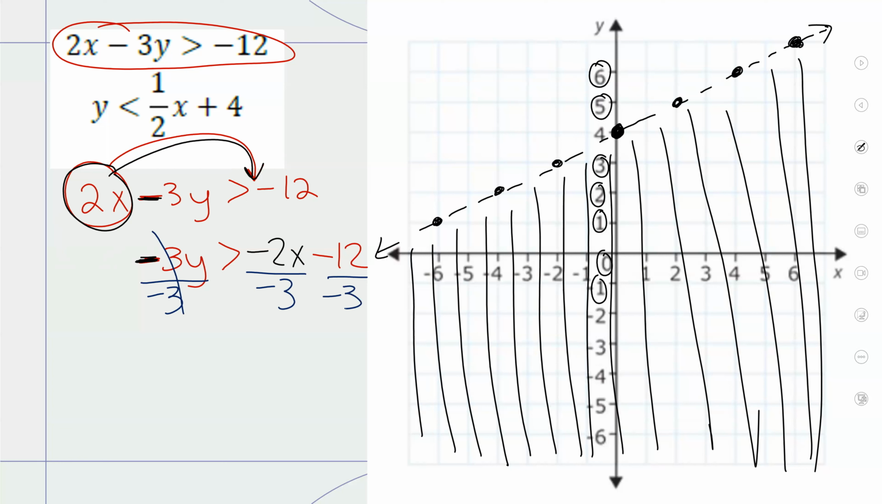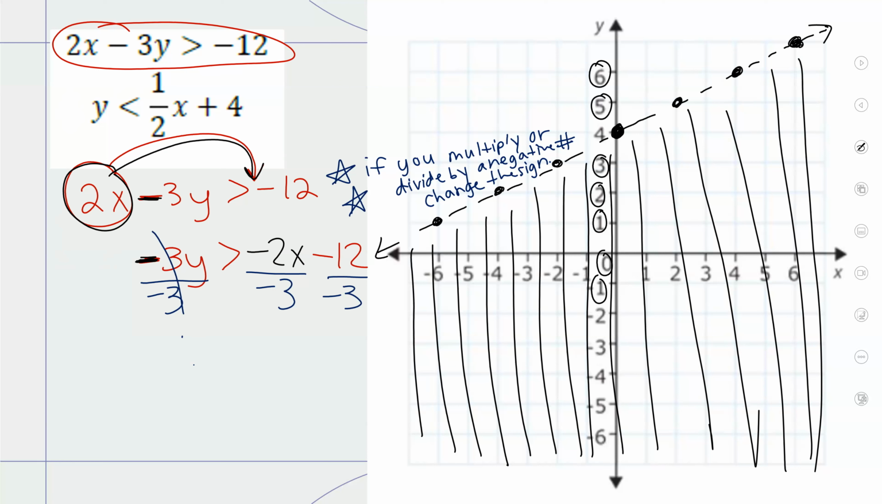Now, the rule is, I'm going to write this right here. If you multiply or divide by a negative number, you need to change the sign, okay? You need to write that down somewhere. A lot of people forget this fact and they make a big mistake and they don't get the question right.